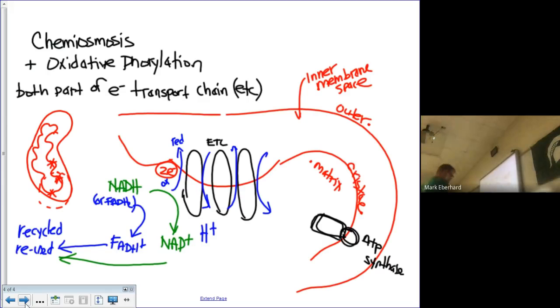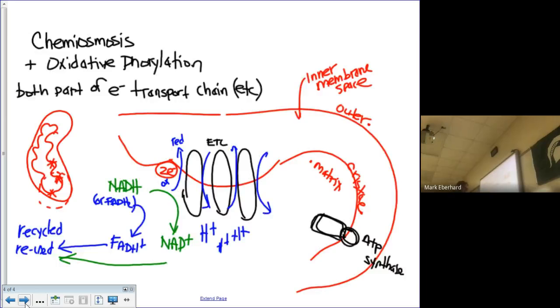So what happens is we start to accumulate hydrogen in the matrix. As the NAD and FADH cycle through, we start to get some hydrogen into the matrix. And the electron, when it is removed, is in a high energy state. It's an excited electron. And so this electron is going to get shuttled down the electron transport chain.